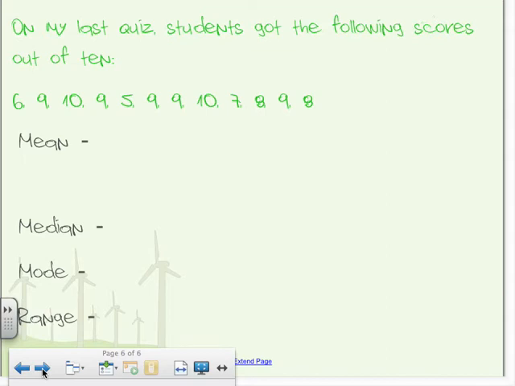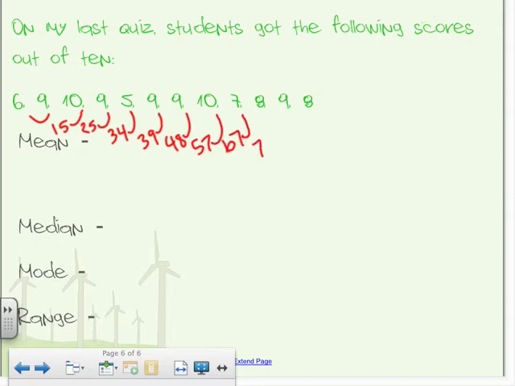All right, so let's start. We'll do the hardest one first, our mean. So we need to add up all our digits, remember. So we get 15 plus 10 is 25. 25 plus 9 is 34. 34 plus 5 is 39. Plus another 9 is 48. Another 9 is 57, 10 is 67, 7 is 74, 8 is 82, 9 is 91, and finally 91 plus 8 is 99, okay? So make sure you added that up correctly.